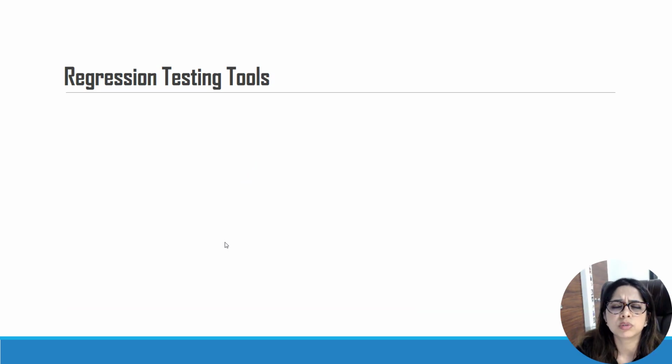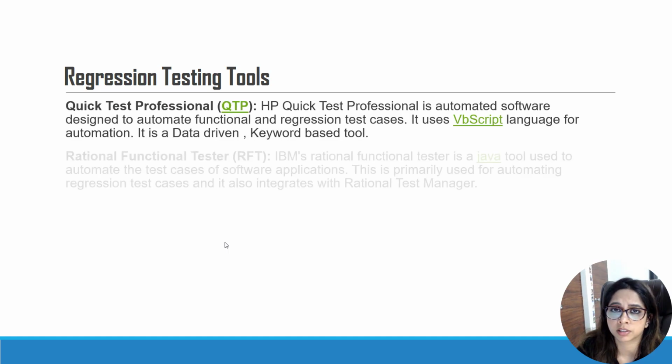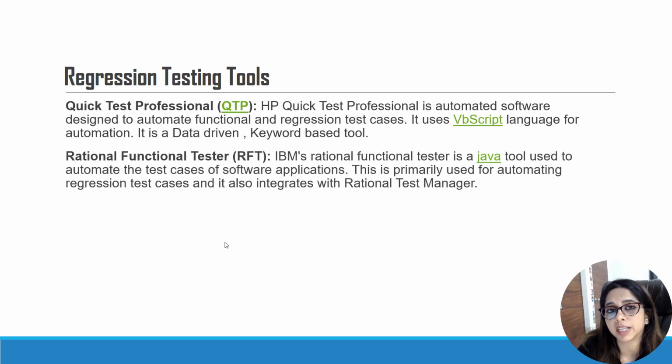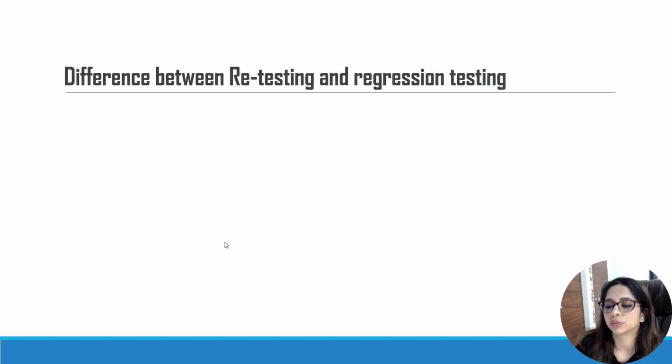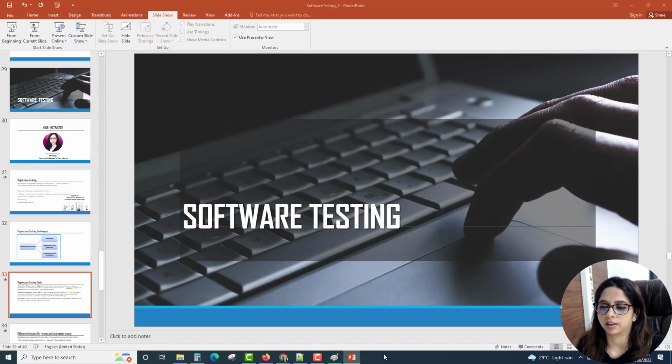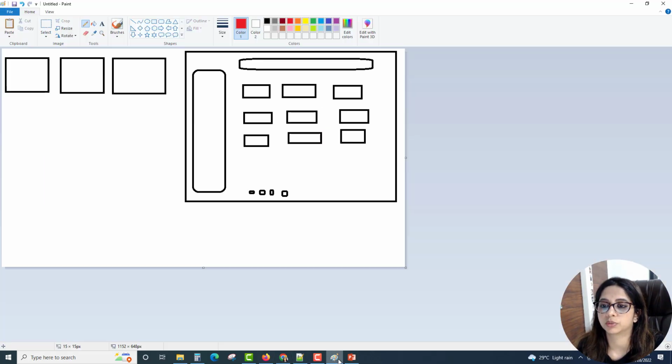There are also different tools, like all automation tools come under regression. Most of the tools which are being used, like Selenium, QTP, RFT, all these are regression testing tools in automation. So we will see a diagram in order to get a clear picture of what regression testing is.